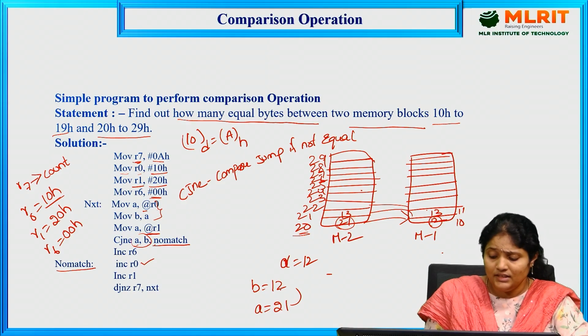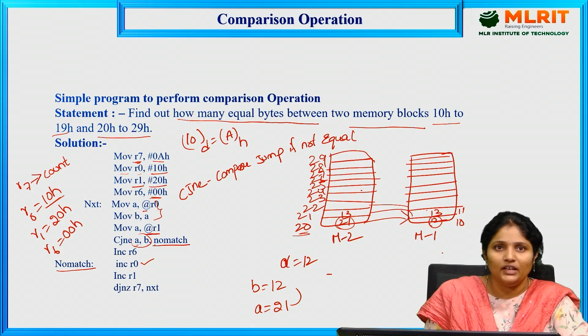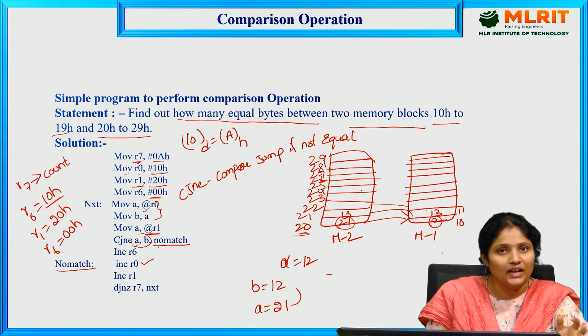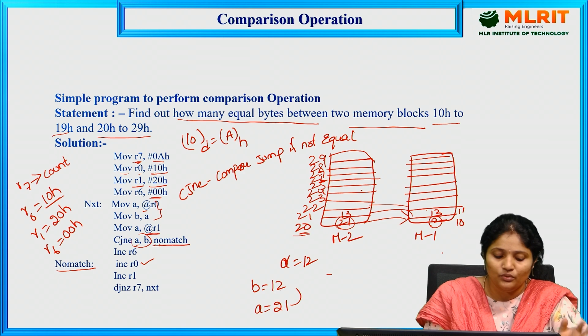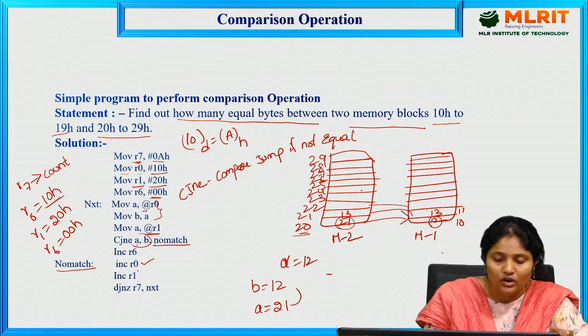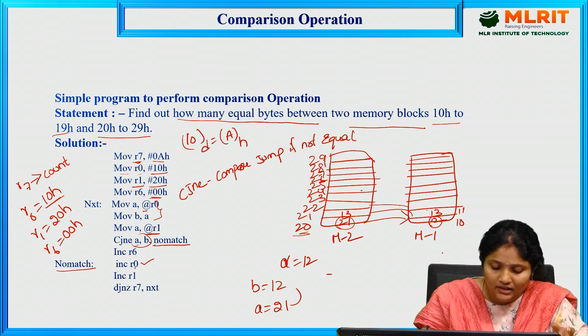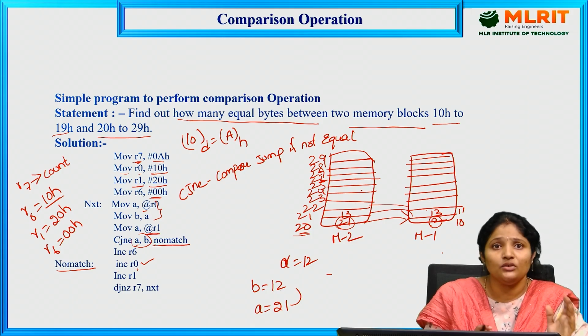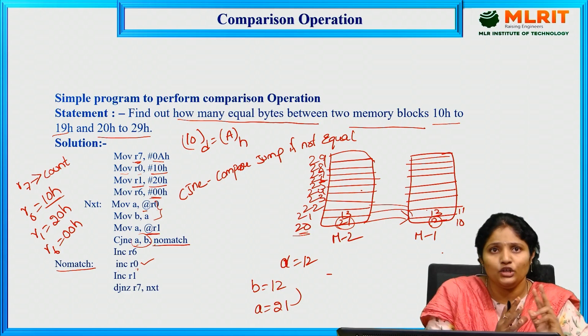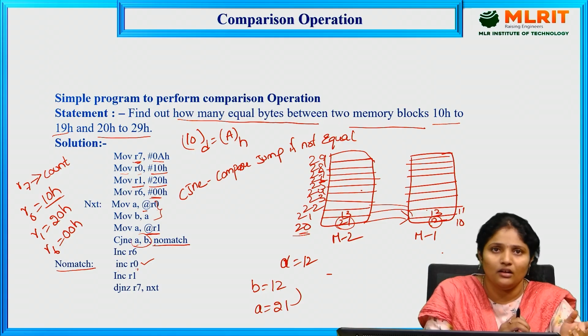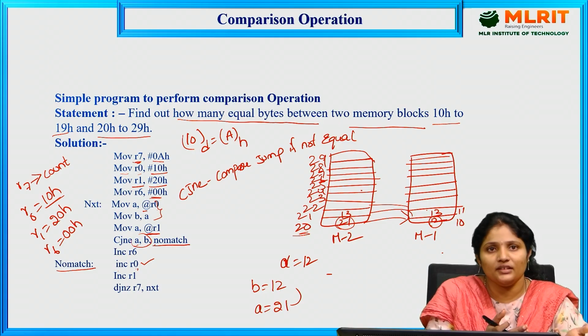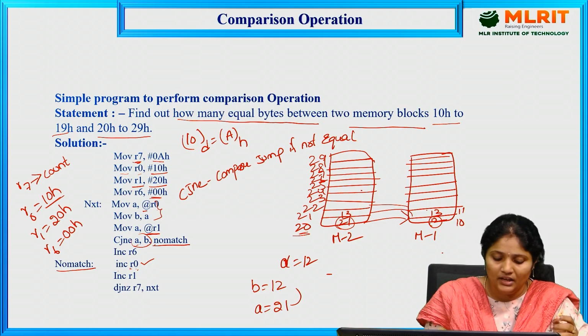Okay, so let's see, 12, 21, it's not equal. So obviously the condition has been satisfied and it will move to the no match label. Here what I have written is increment R0. Now I have already compared the first locations of the two memories. Now I need to check the second location. That's why here I am incrementing R0.